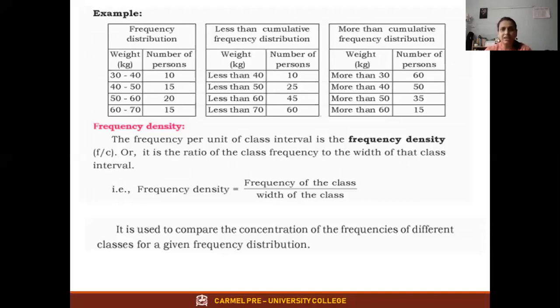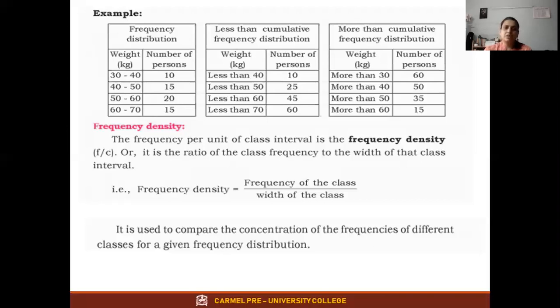Next, how do I get 50? I have to subtract now. In the previous LCF, we went on adding: 10 plus 15, 25, 25 plus 20, 45, 45 plus 15, 60. Now I subtract. I write the big number from the top, 60. 60 minus 10 is 50. 50 minus 15 is 35. 35 minus 20 is 15. That is how you write MCF. Okay, so this is an example of how you write less than cumulative frequency distribution and more than cumulative frequency distribution.